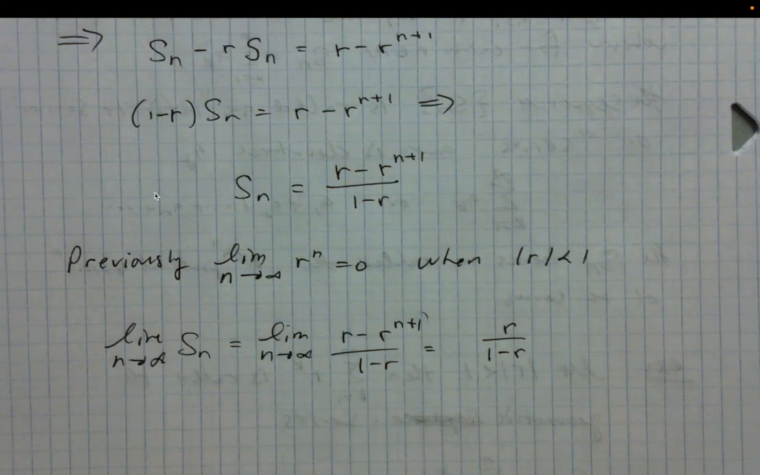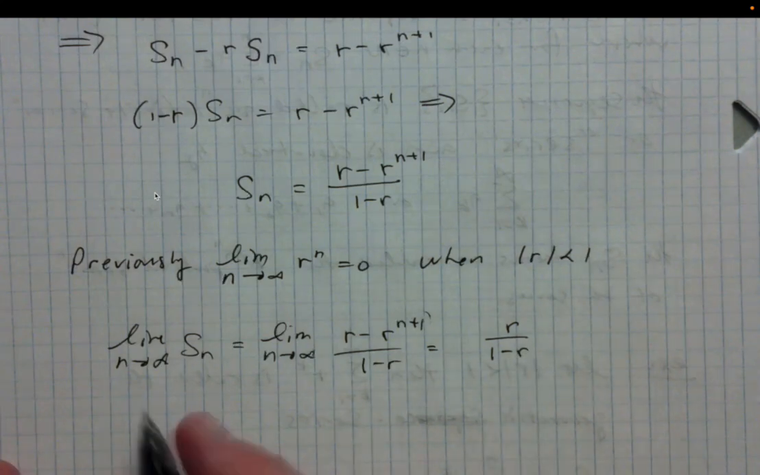And r is just a fixed number. In this case, r is just the common ratio of the geometric series, and so it's a fixed number, and so this series is going to converge to this.